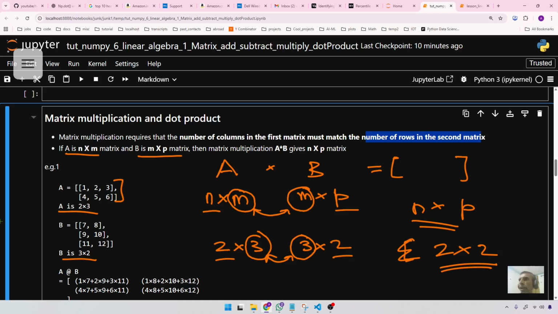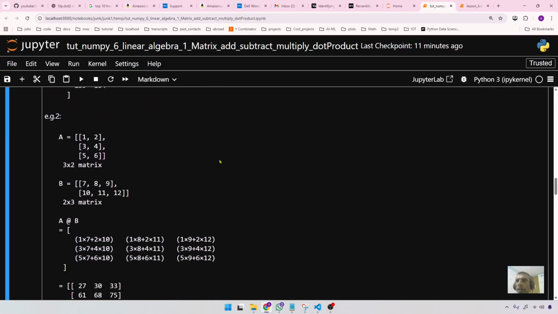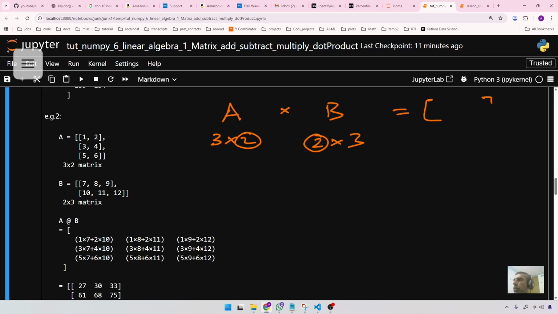Now let's look at another example just to have a little better understanding, in case this did not help you. Let's say I have a 3 by 2 matrix right here. This is my A, 3 by 2, and my B is 2 by 3. You see, this 2 is the same as this 2. That means you can perform matrix multiplication. And your resultant matrix, the shape of that, would be 3 by 3.